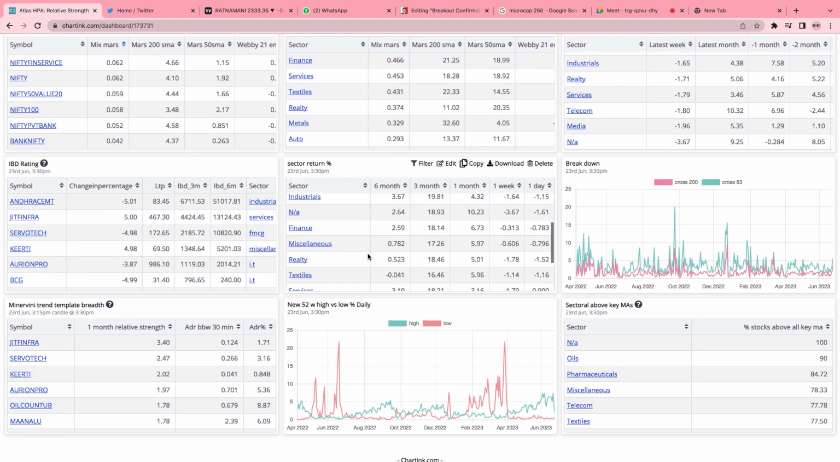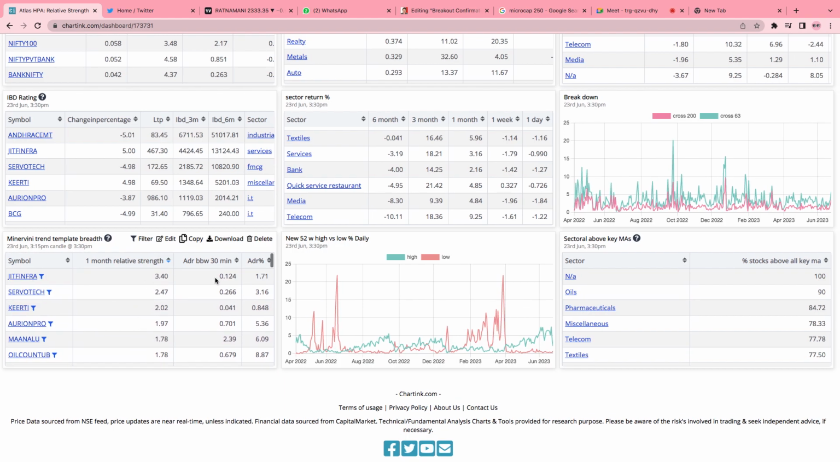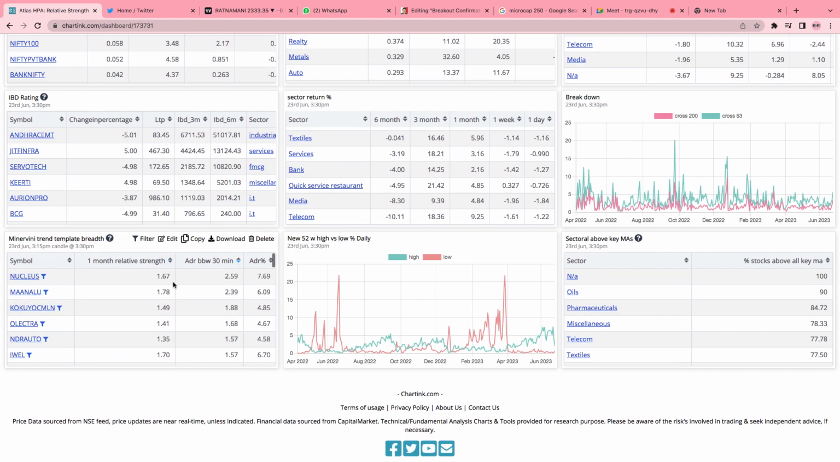What else? Yeah, so this one would be the Minervini trend template. Only names which are on an uptrend in the Minervini trend template will come. Similarly, you can sort it according to the monthly relative strength, and you can also sort the tightness. So Nucleus is getting tight in the 30-minute time frame. It makes your life easier for screening as well.